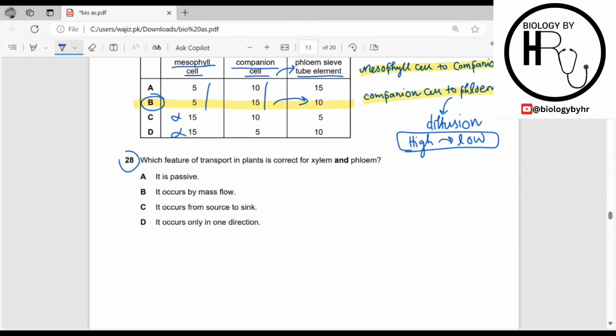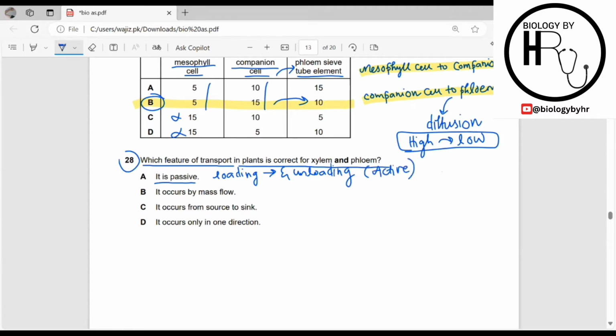Question number 28 is asking which feature of transport in plants is correct for the xylem and phloem. Now let's look at each option one by one and try to eliminate the wrong options. It is passive. In xylem the transport is passive, but in phloem we know that the loading process and the unloading process are active. They both are the active process.